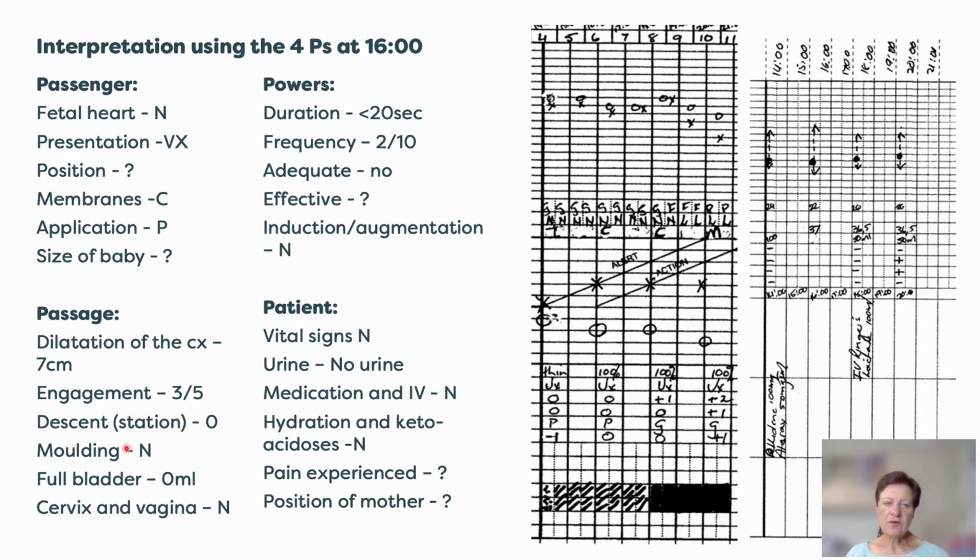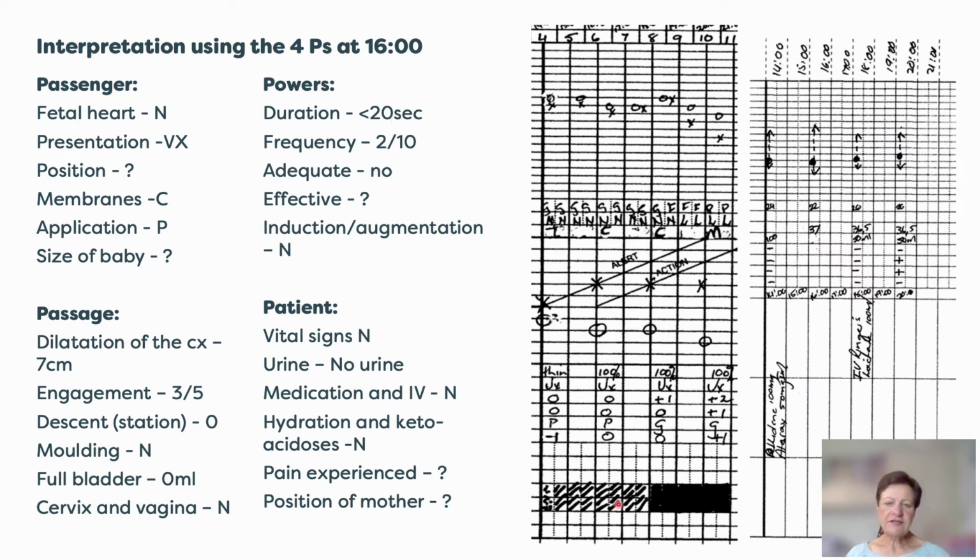There's still no molding. The patient has passed urine here at 2 o'clock, but now she hasn't passed any urine, and she has only passed 100 milliliters there. So I think it's really time for us to make sure that she does pass urine and that the bladder is not full. That should be one of our definite actions in this case.